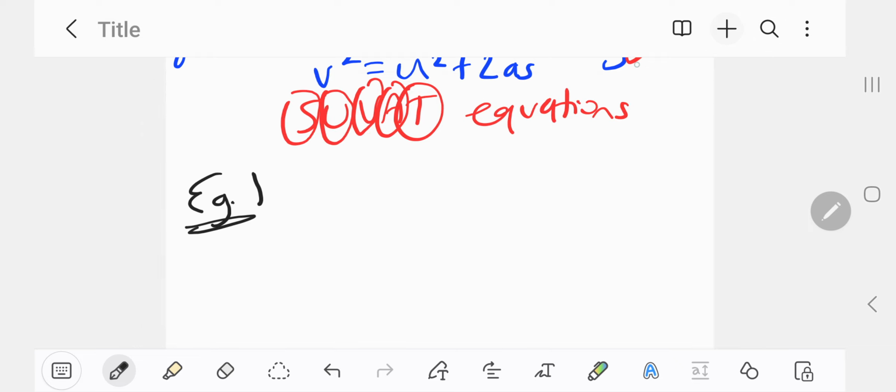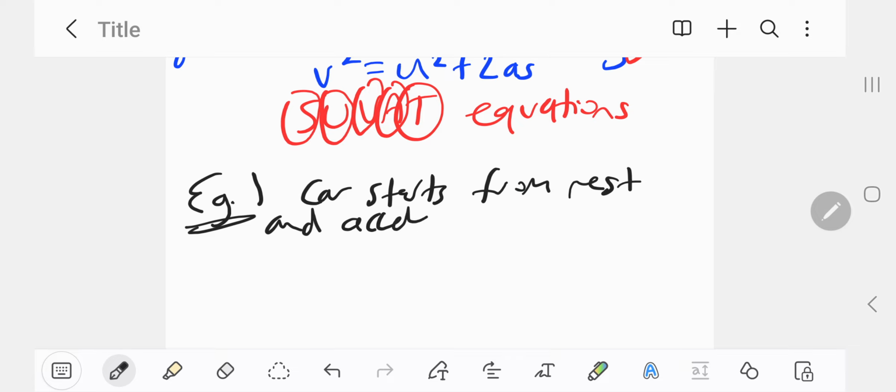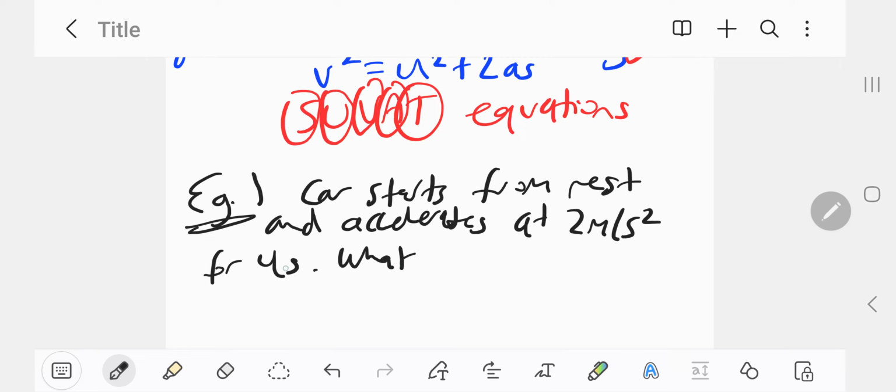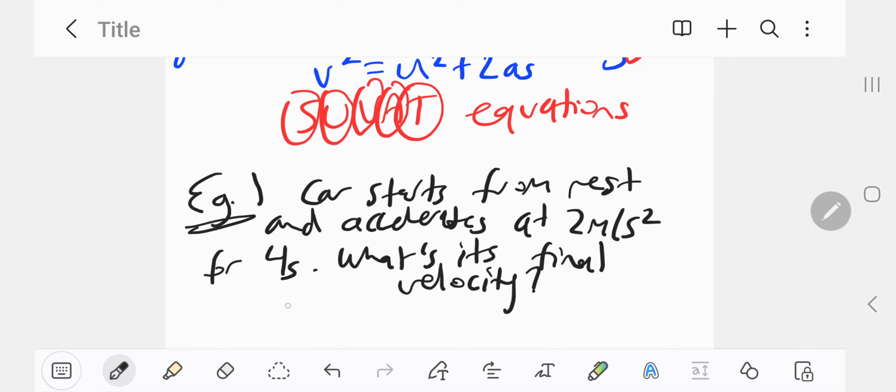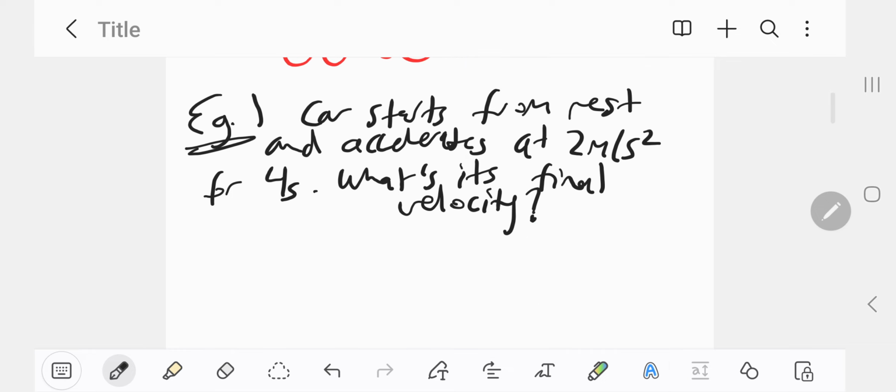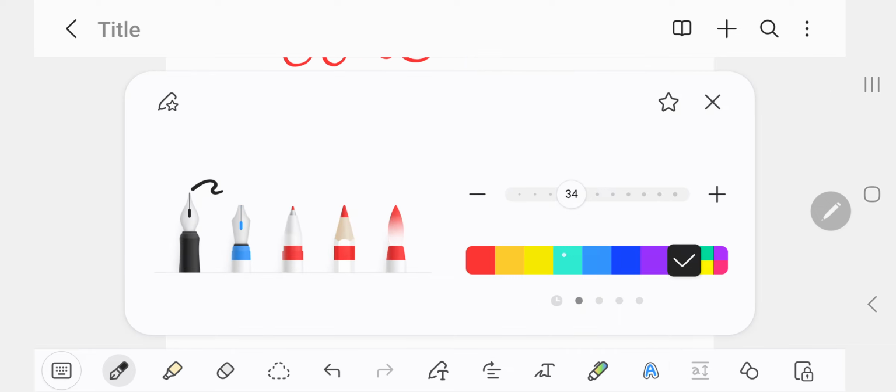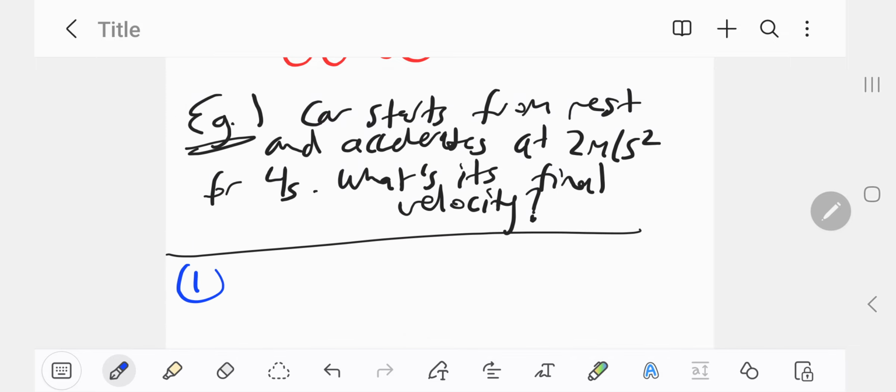Example 1. Suppose a car starts from rest and accelerates at 2 meters per second squared for 4 seconds. What's its final velocity? It looks a bit wordy, a bit complicated, but it really isn't. Once again, let's break it down.